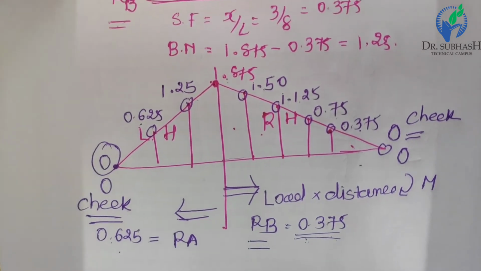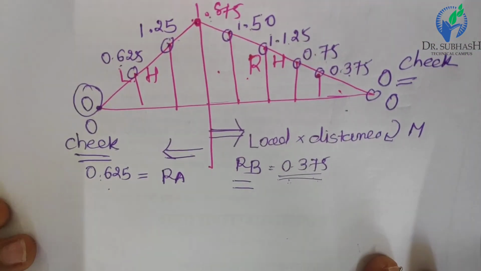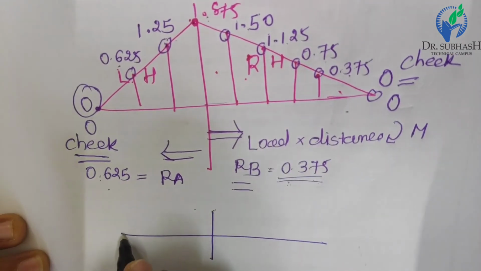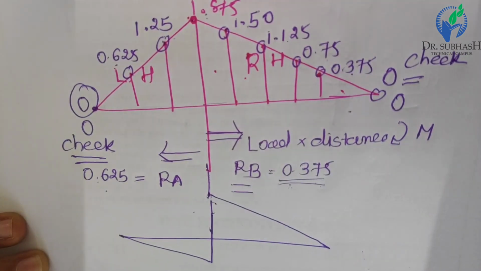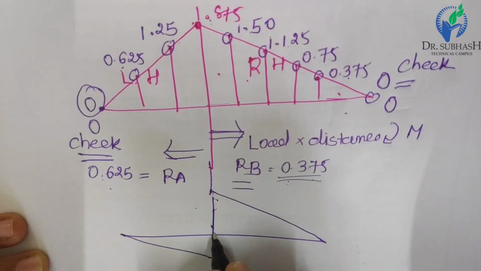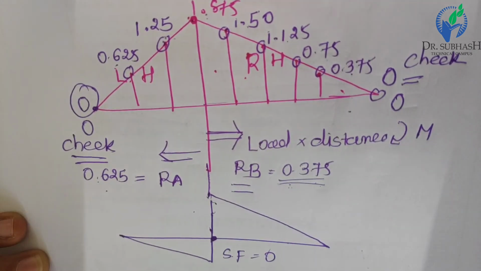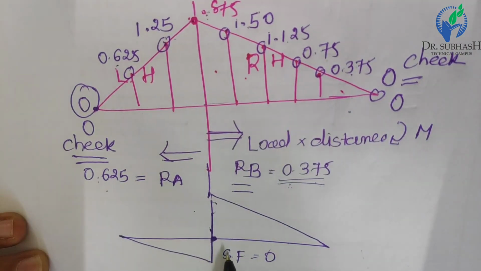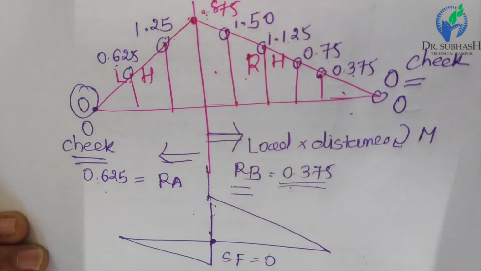Another check is, we already know about the shear force diagram. When the shear force becomes 0, at that time what should the bending moment be? It should always be maximum. So you have to compare both diagrams. Here section X is given, then shear force is 0, and bending moment should be maximum, 1.875. At that time the shear force gets 0 value. So this is all about the influence line diagram.